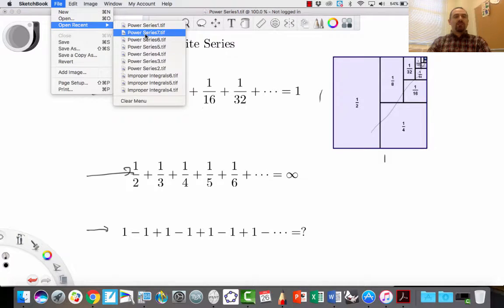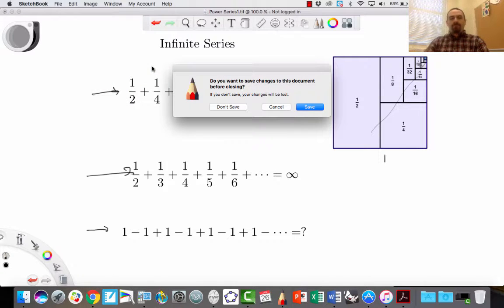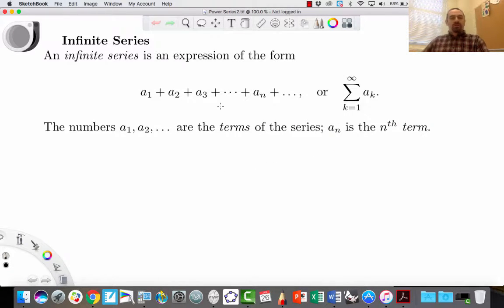All right, let's go ahead and look at some definitions. So an infinite series, what is it? An infinite series is an expression of the form a1 plus a2 all the way up to an and beyond. Or we can write it like this with infinity at the upper limit of the sum. So the index k runs from 1, and bumps up by 1 every single time to 2, to 3, to 4, and so on, and goes up to infinity. Okay, a1, a2 are terms of the series, and a sub n, an arbitrary term in the series, is the nth term of the series.